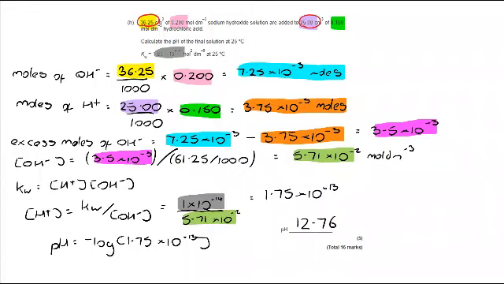Again, ask yourself, is that reasonable? It certainly fits, 12.76 relating to 10 to the minus 13. And also, we are dealing with a base. We're dealing with OH- in excess. We would expect our pH to be above 7. So with both of those things in place, we can be confident with that answer. That takes us to the end of this question. Thank you for listening, and goodbye.